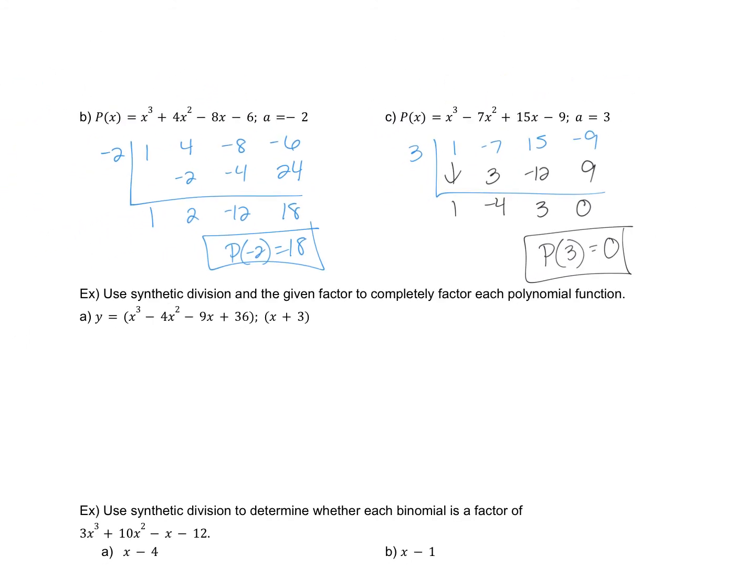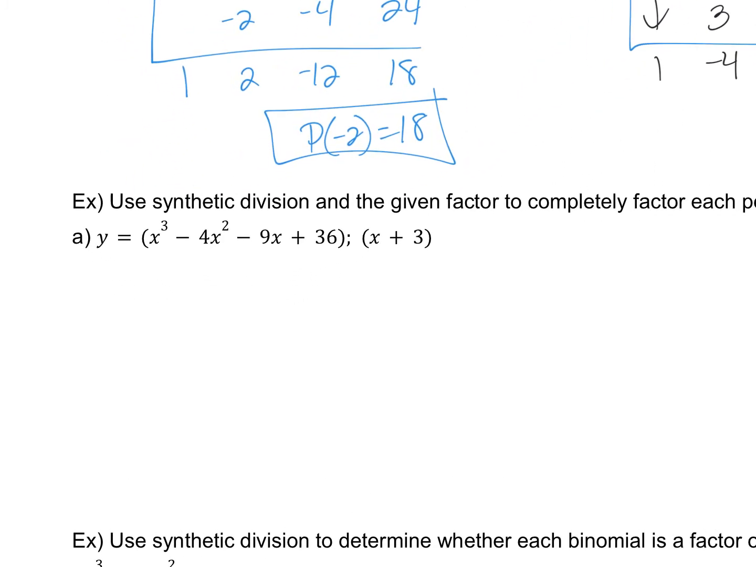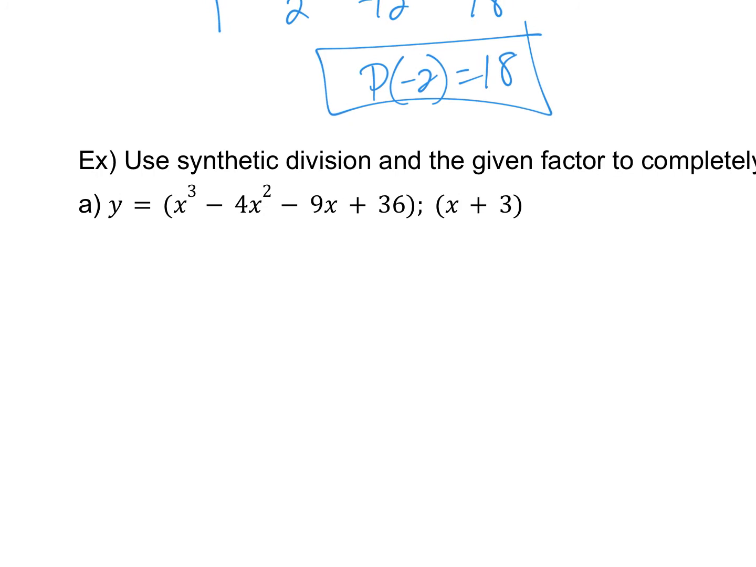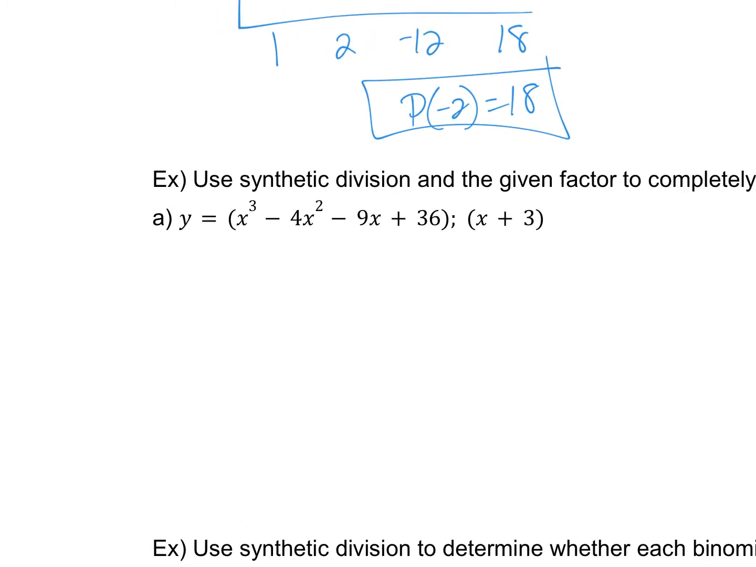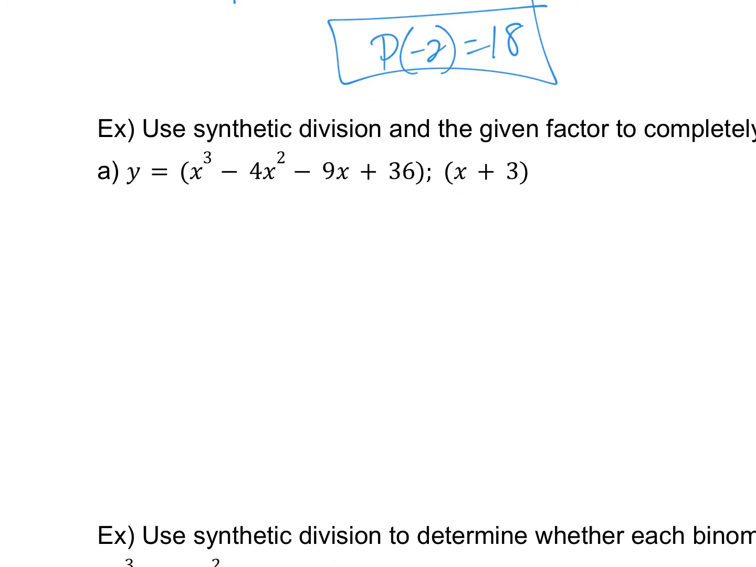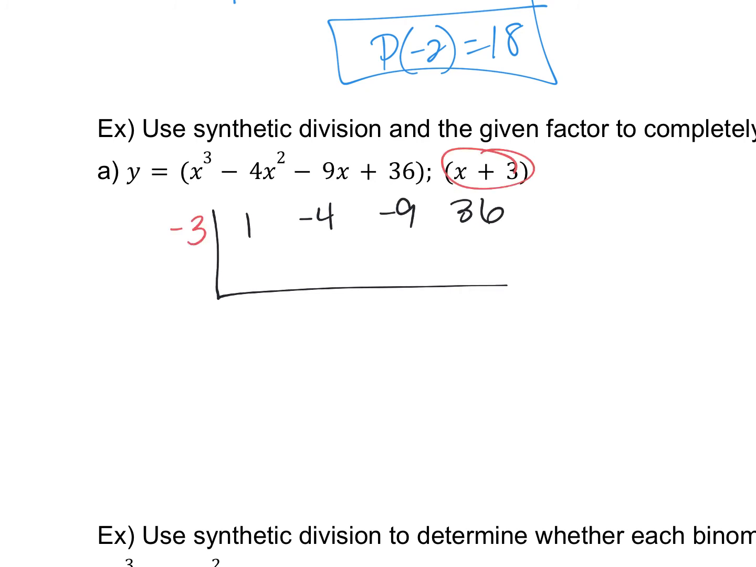Now use synthetic division and the given factor to completely factor each polynomial function. So they're telling you that this right here is a factor of this, but this is another way to factor this long cubic. Okay, so first thing we need to do is we need to divide them. So would you like to do long division or synthetic division? Say synthetic, because that's what we're doing. So set it up. We've got 1, negative 4, negative 9, 36. What is our 0 we're dividing by? Be negative 3. Let's go.